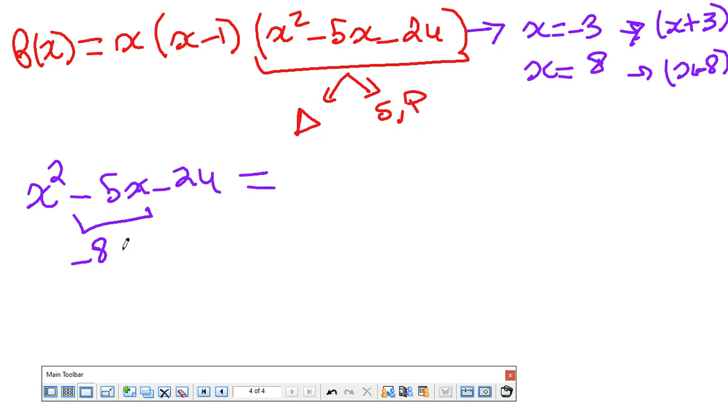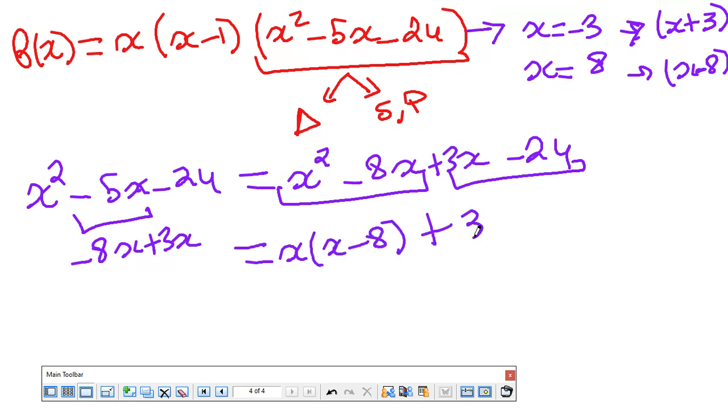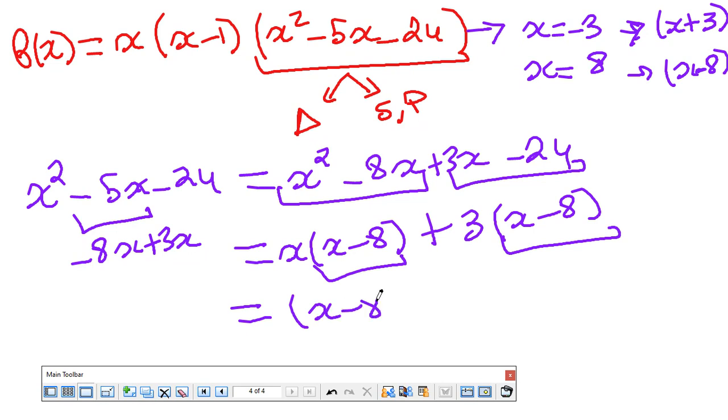So I can decompose minus 5x into minus 8x plus 3x. We did it before, so I will just remind you about it. I can write it like this: x squared minus 8x plus 3x minus 24. I will do a partial factorization, each two terms by itself. My common factor is x, times x minus 8, plus here my common factor is 3, times x minus 8. And then I see that I have another common factor: x minus 8 times x plus 3. I got the same answer.